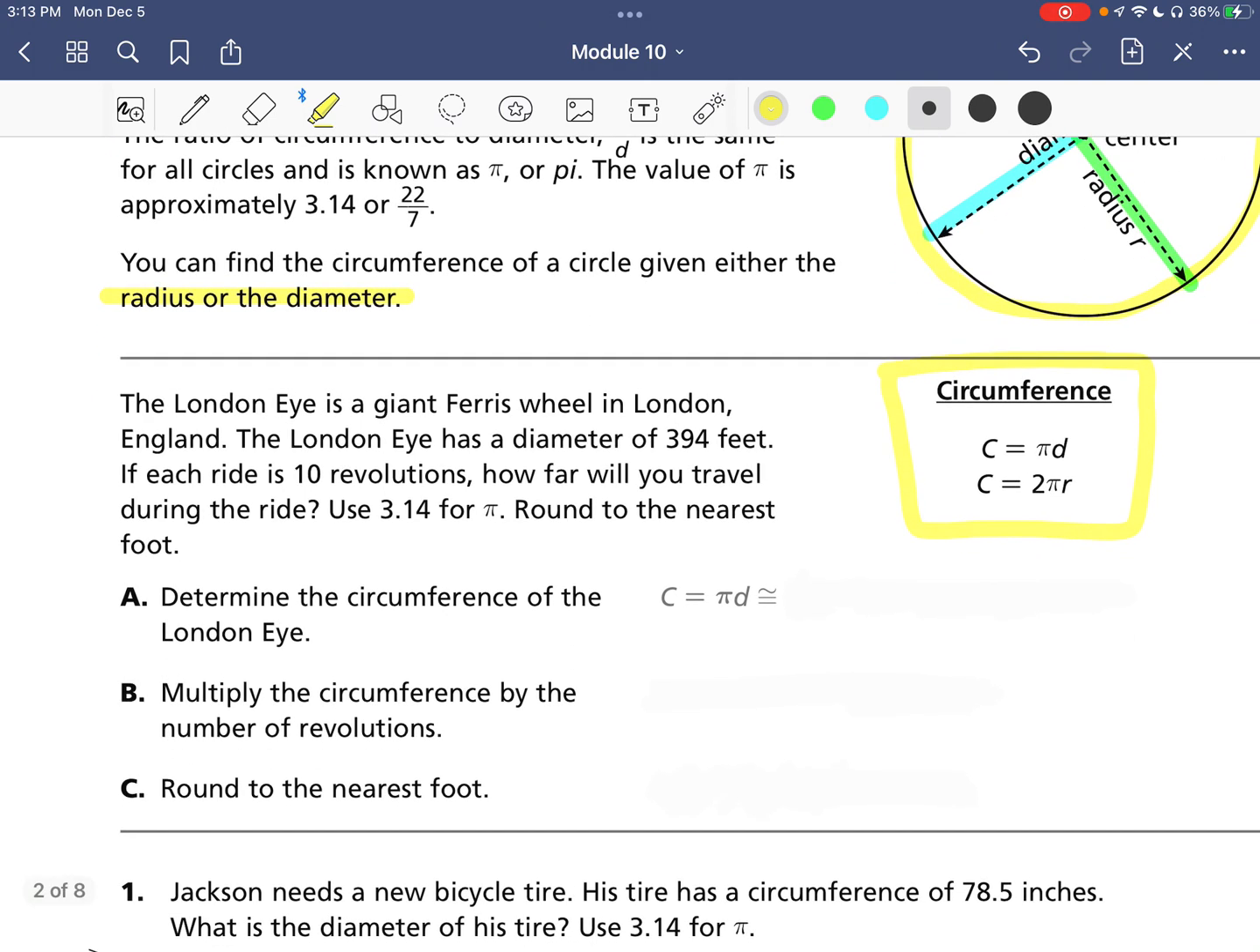So this first one is just a practice problem. The London Eye is a giant Ferris wheel in London, England. The London Eye has a diameter of 394 feet. If each ride has 10 revolutions, meaning it will do a circle and then keep going, so each one of these circles is a revolution, how far will you travel during the ride? Use 3.14 for pi and then round to the nearest foot.